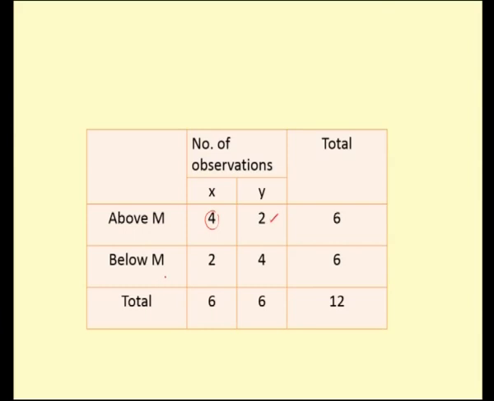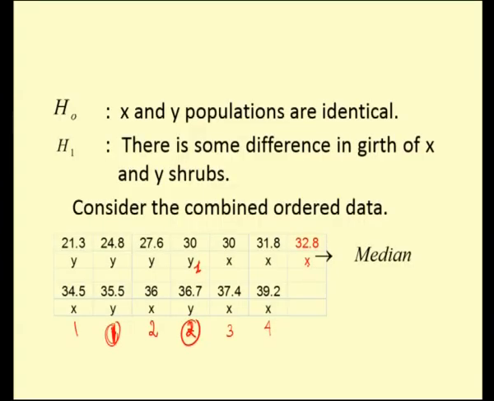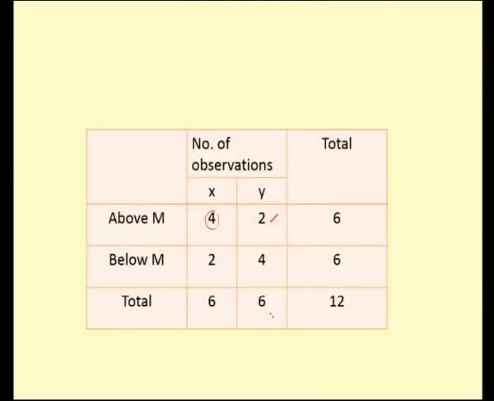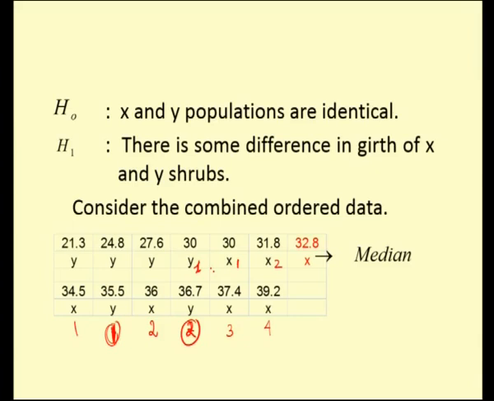Now, we have to find out for X the values which are lesser than 32.8. Here it is 1, again 2, and no other values. So, below 32.8, X has 2 observations. Again come to Y. For Y, the values lesser than 32.8: 1, 2, 3 and of course this value. So, you have got totally 4 values.